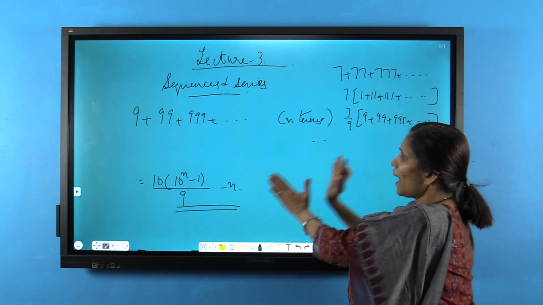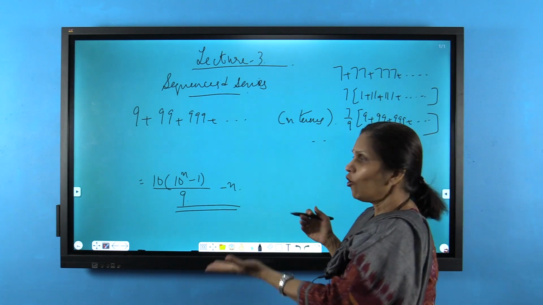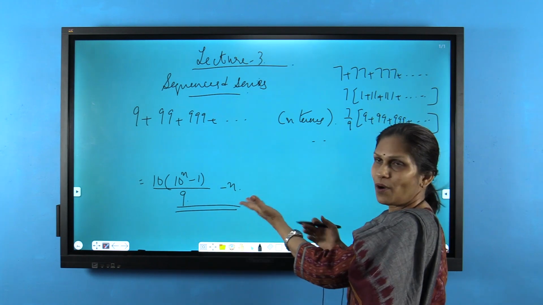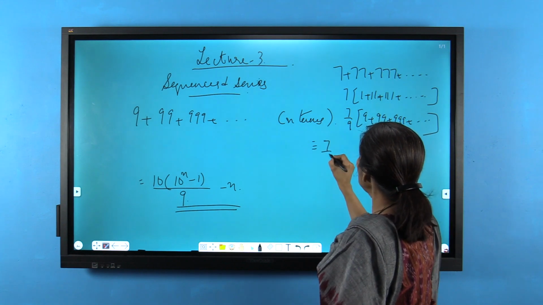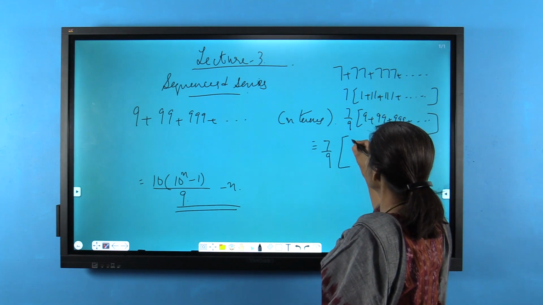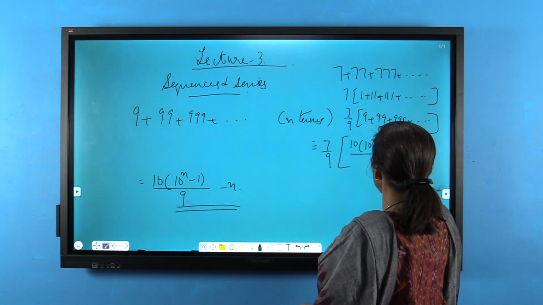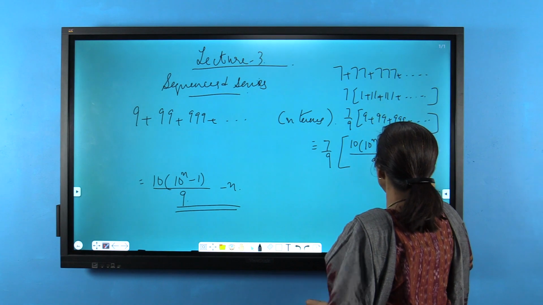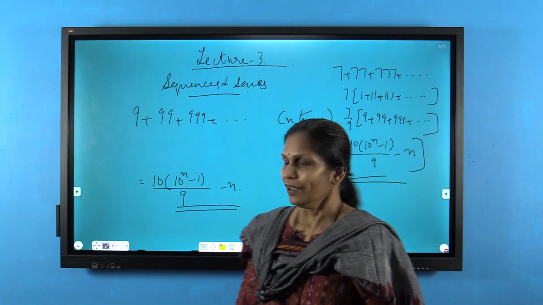Now, this is the bracket which we have already evaluated. So, this you can do like before, 10 minus 1, 100 minus 1 and then you get this answer. What is it? It is 7 by 9 into 10 into 10 raised to n minus 1 by 9, minus n. This is the sum of this sequence now.